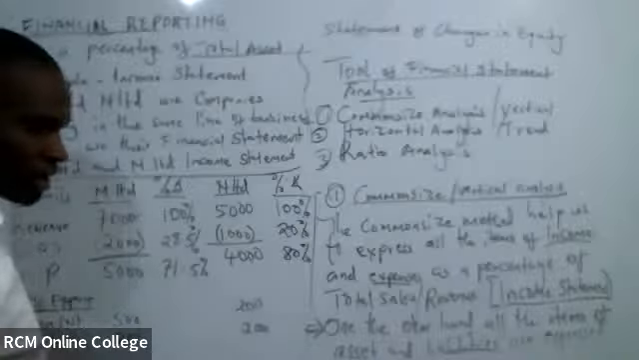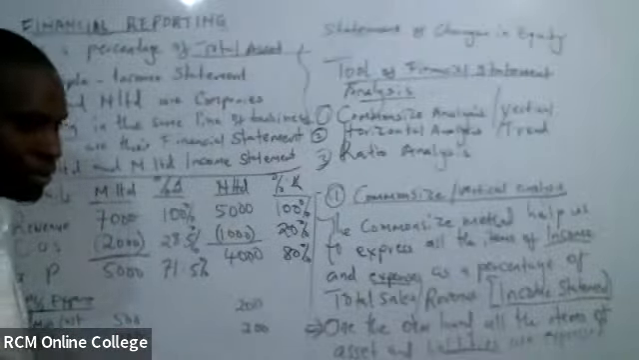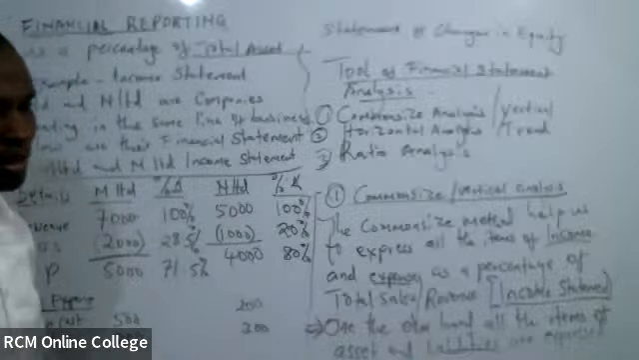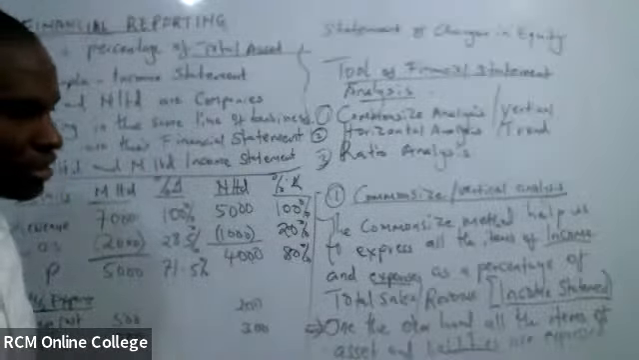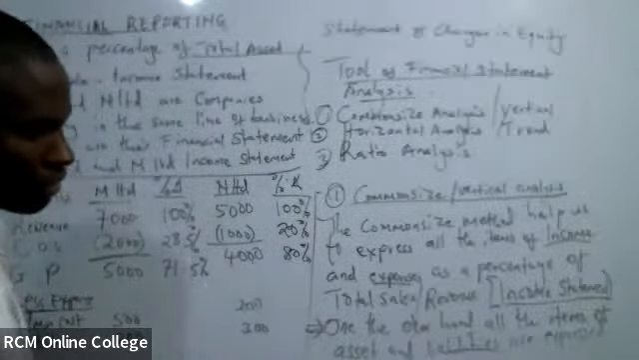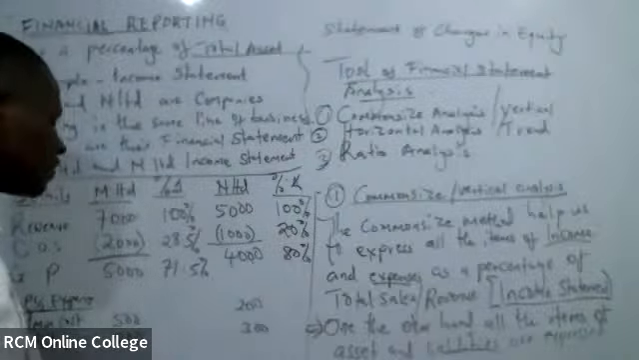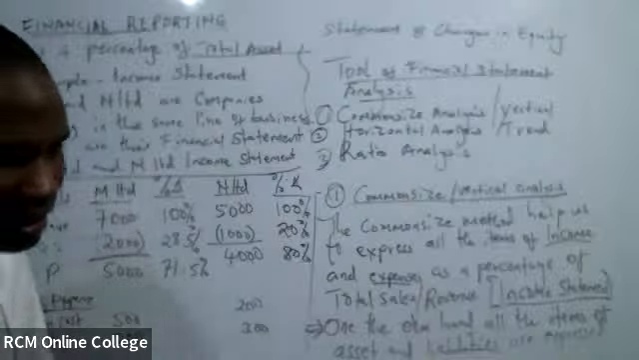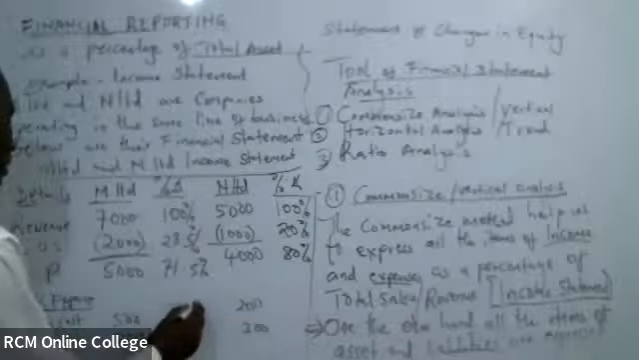Then we move to the next item. Give me the admin for M Limited. Admin, what is the percentage of the admin for M Limited? M Limited. Ngapi? Admin 500 divided by 7,000 times 100. 7.1%.